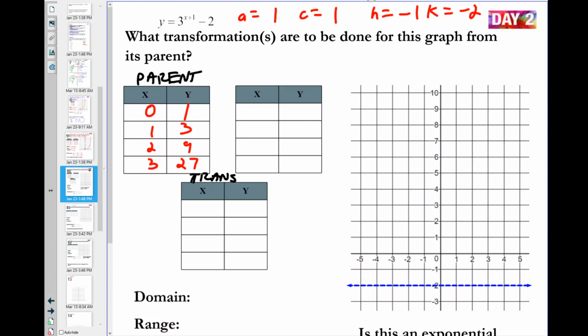What are we going to do to each of those points? We are going to subtract 1 from the x's. All the x's are going to be minus 1 because of h, and take 2 away from the y's. So we go 0 minus 1, 1 minus 1, 2 minus 1, 3 minus 1. And then 1 minus 2, 3 minus 2, 9 minus 2, 27 minus 2. Whatever the heck you want. The only thing is before I wrote them in coordinate notation with the parentheses, but now I just went with the table because it was there.